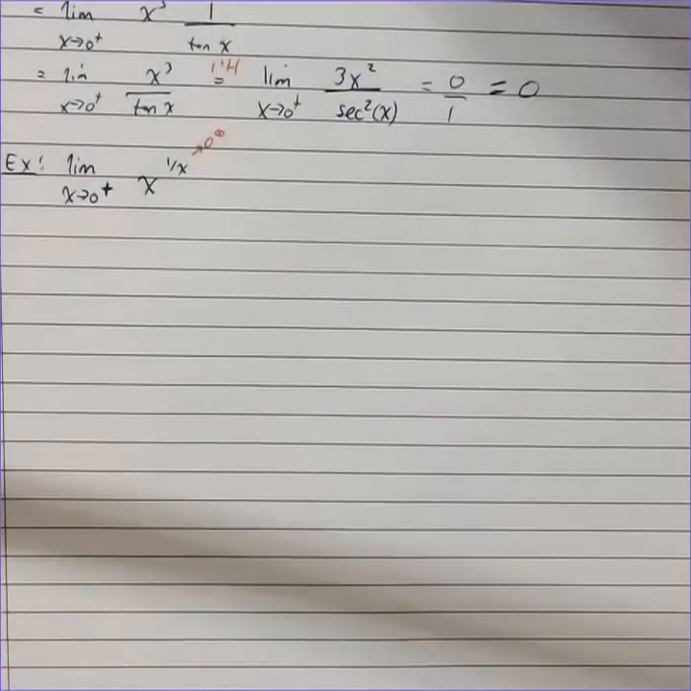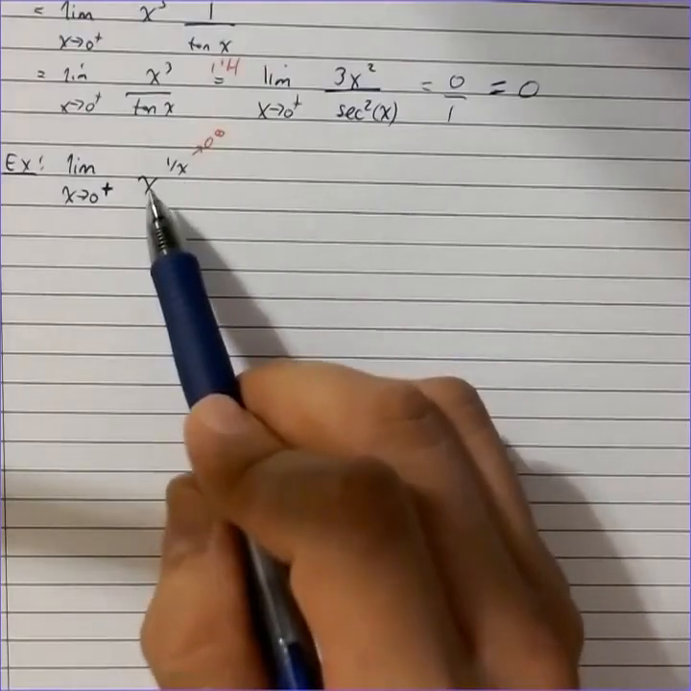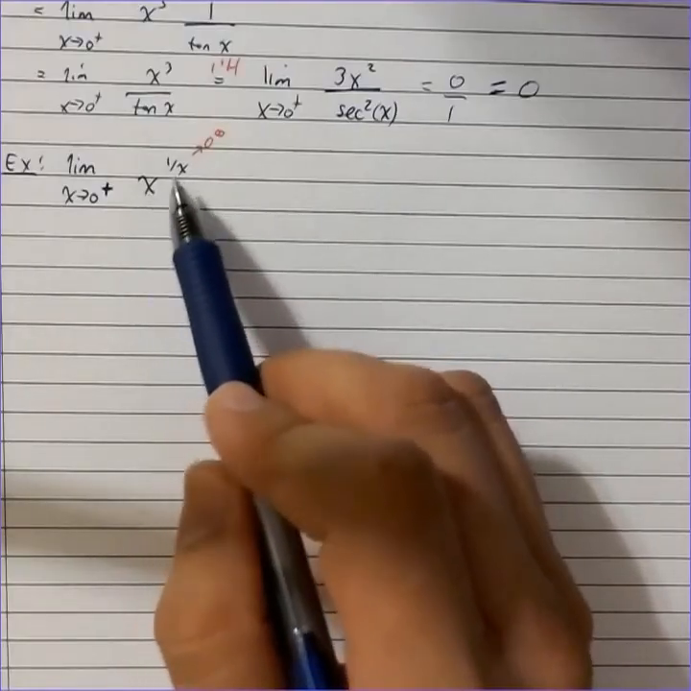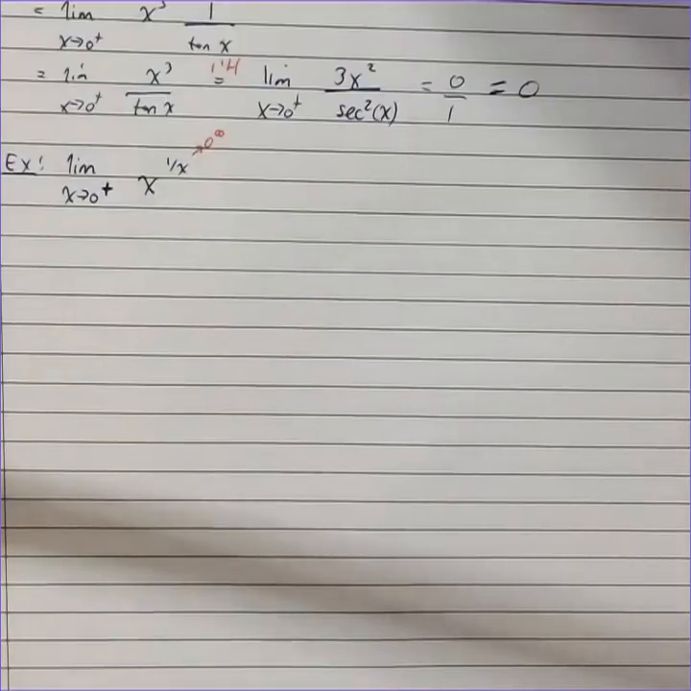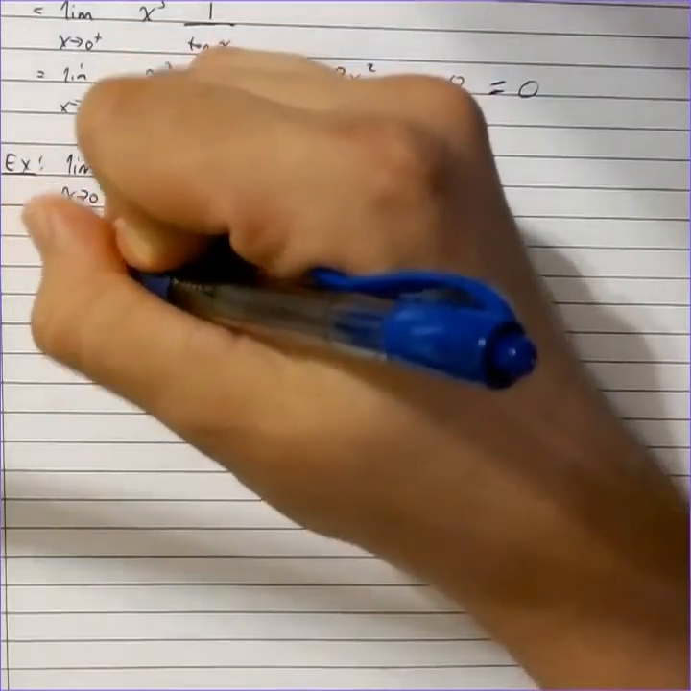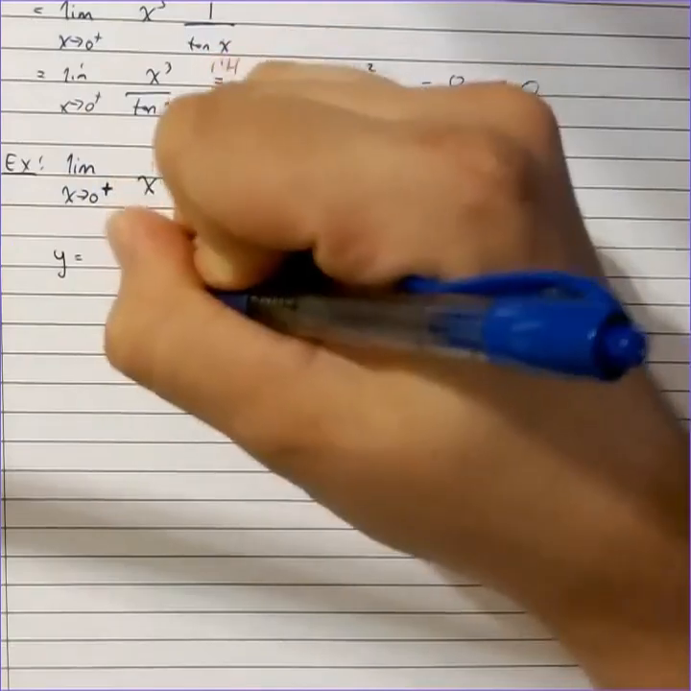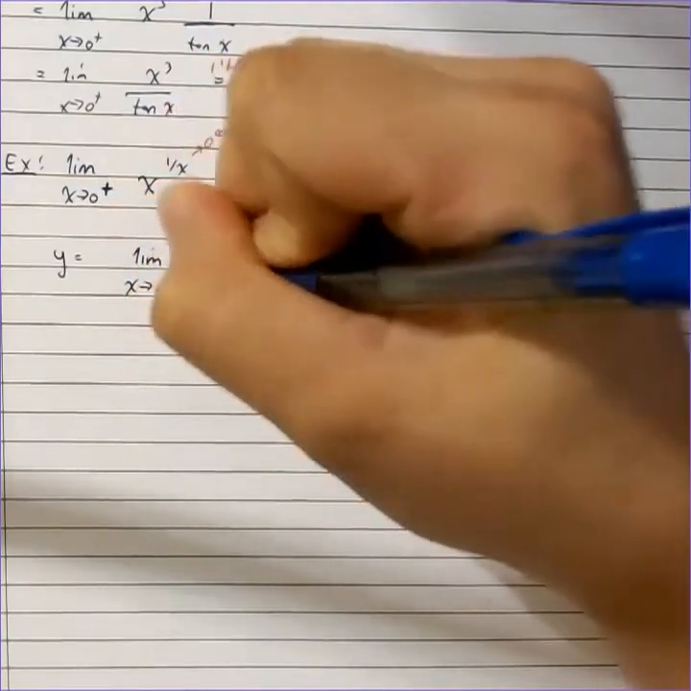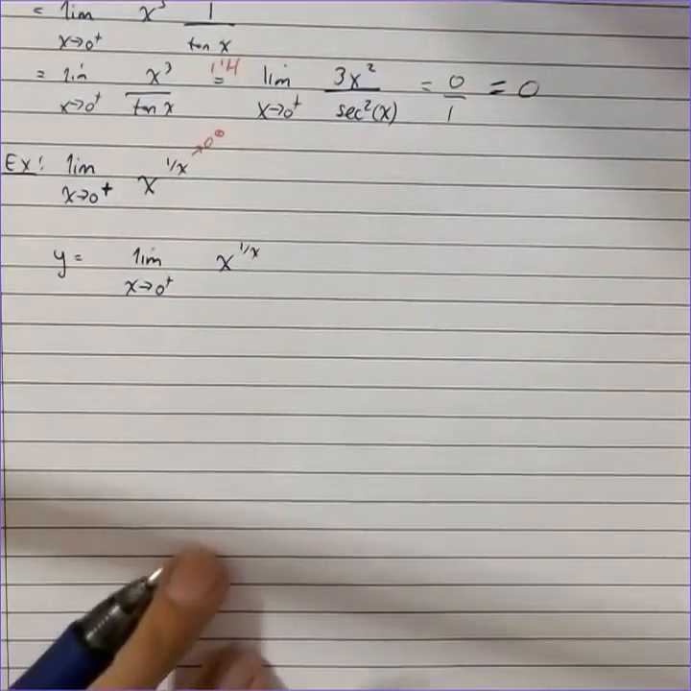In general, anytime you have something of the indeterminate form, something to a power, things like 0 to the infinity, 1 to the infinity, infinity to the 0, anything of that nature, you're going to use this technique. We're going to begin by pretending we already know the answer. We're going to say, okay, I took the limit as x approaches 0 of x to the power 1 over x, and it gave me an answer, and that answer was y.